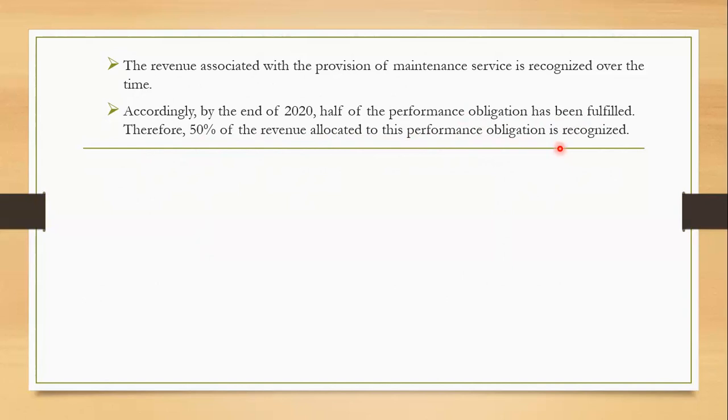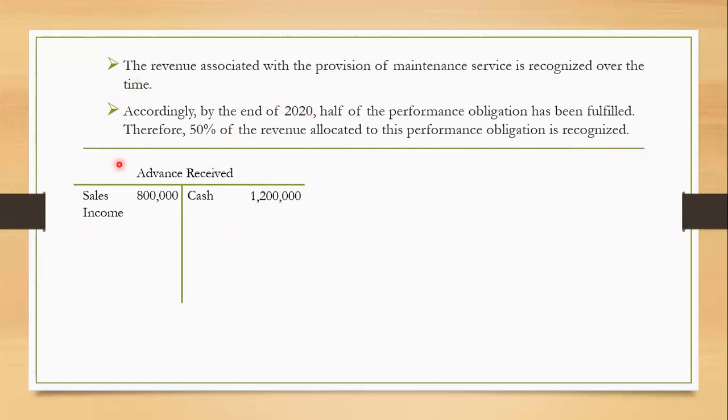Please understand, the second performance obligation, which is to provide maintenance service for a period of 2 years, is purely a service. In case of service, the revenue is recognized over the time. As per the given scenario, we have acknowledged to provide the service for a period of 2 years. Accordingly, by the end of 2020, which is the first year of the service arrangement, we have completed 50% of the performance obligation. So we are entitled to recognize the revenue up to that part. How we are going to recognize the revenue?